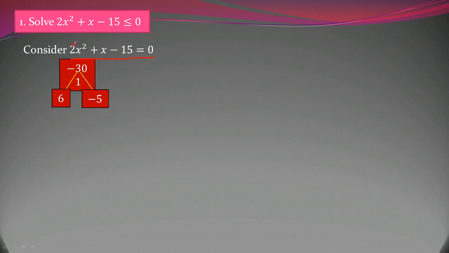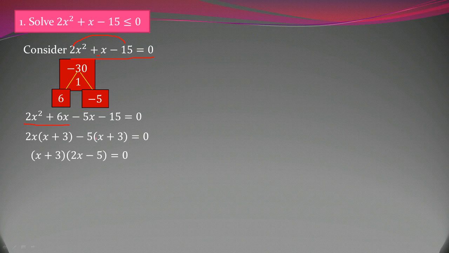The product value is 2 into minus 15, that is minus 30, and the sum value is 1. So the numbers will be 6 and minus 5. The product is minus 30, and if you add these two numbers, you get 1. So this equation can be written as 2x square plus 6x minus 5x minus 15 equal to 0. You take 2x outside, so it will be 2x(x plus 3) minus 5(x plus 3). These are all things you studied in the previous classes, so no need to explain everything. So you will get the values of x as minus 3 and 5 by 2.